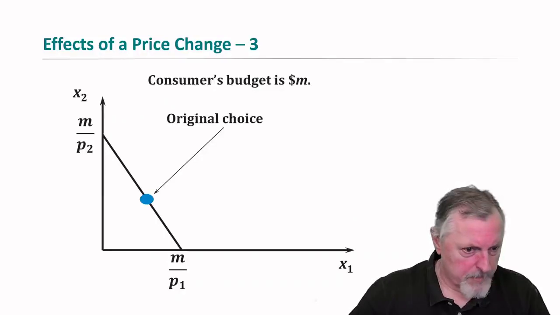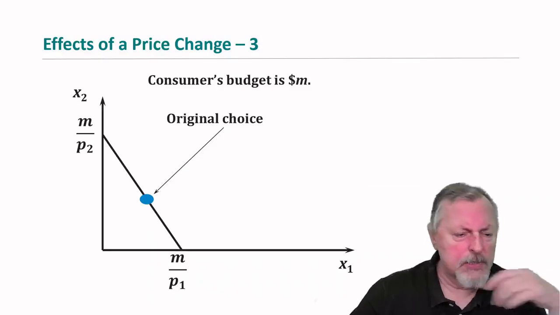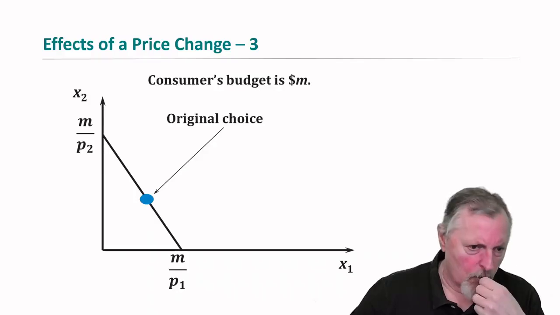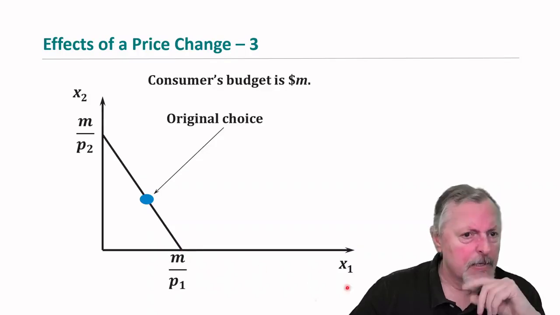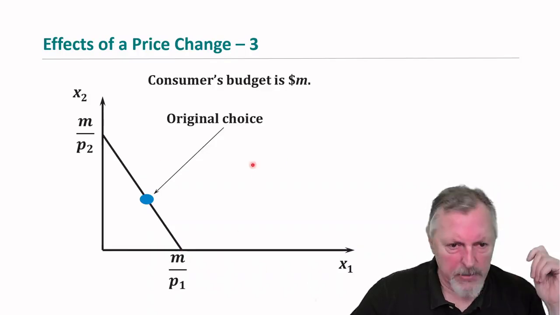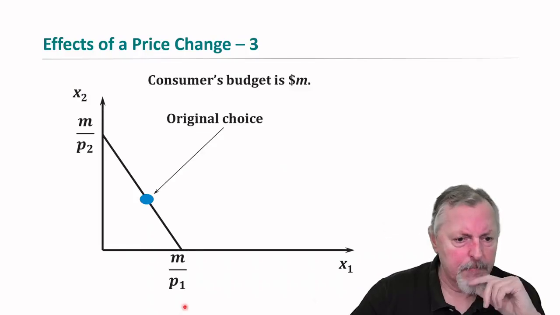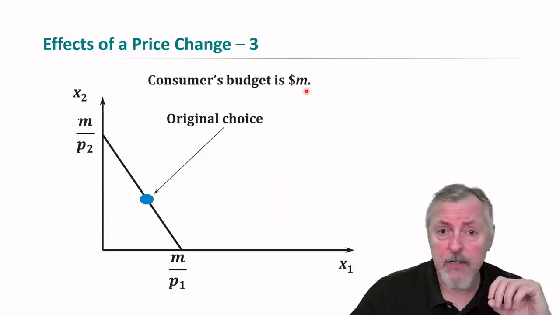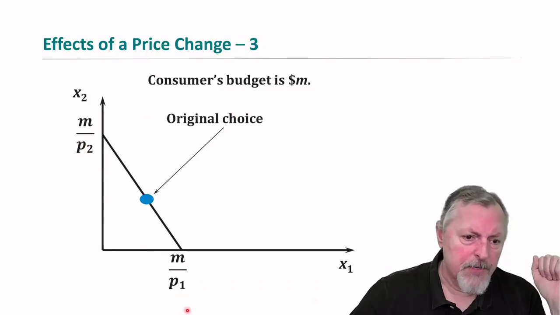Let's see if I can get this pen working. Yes. Okay. When we have looked at the budget line before, for example here, these are all the possible consumption bundles of thing 1 and thing 2. The person's income is M, and at these prices, we have this budget line.